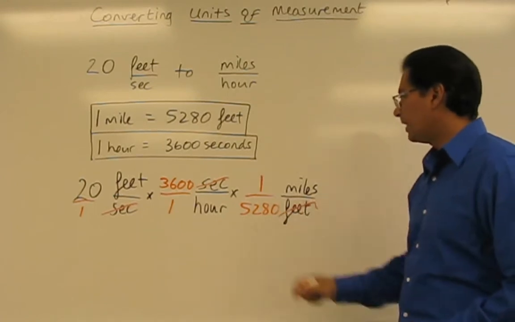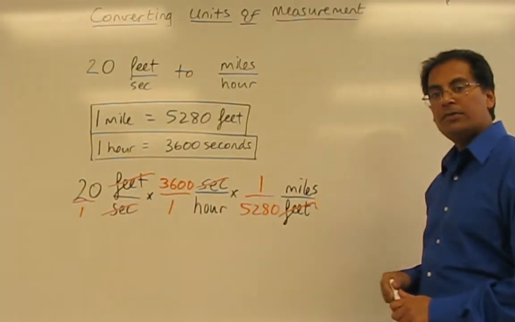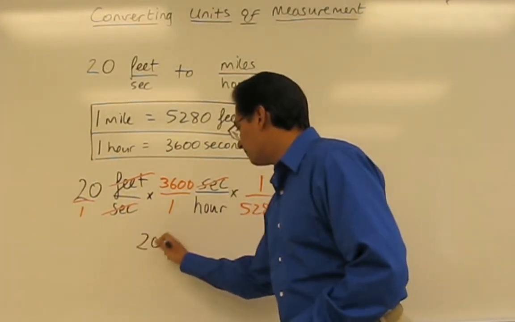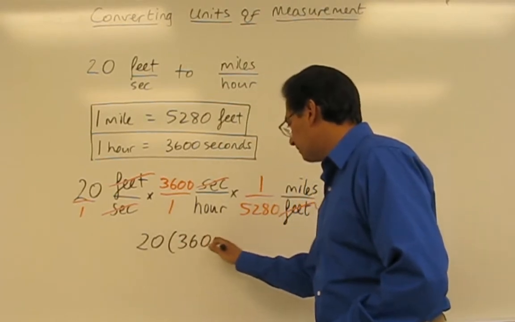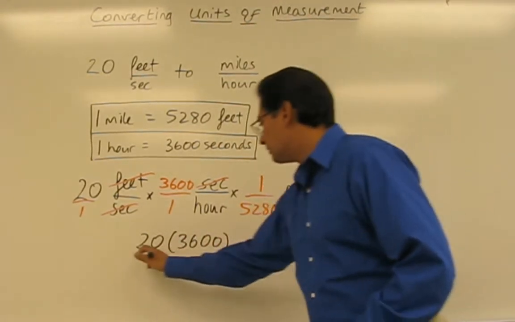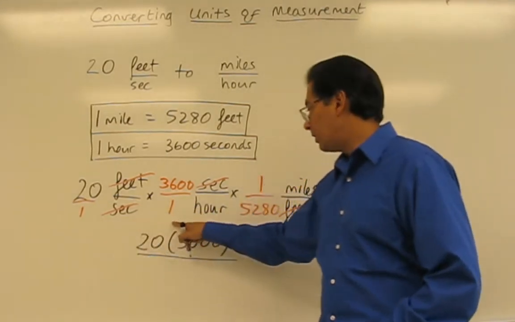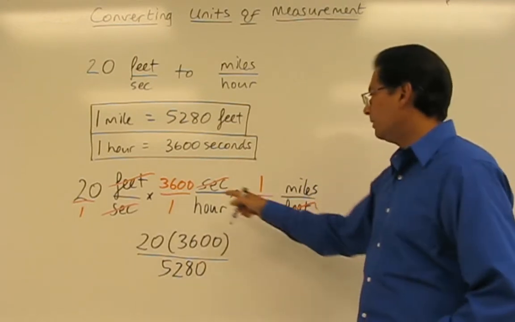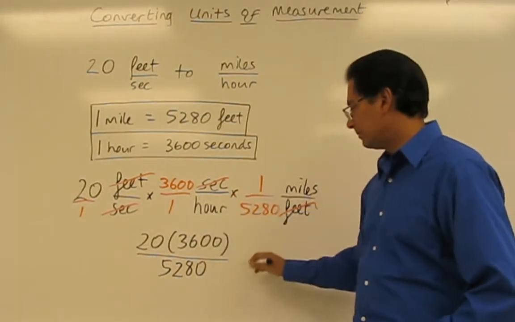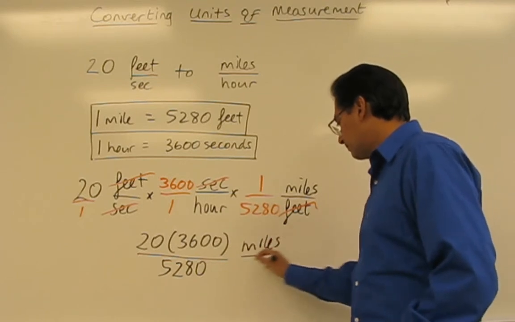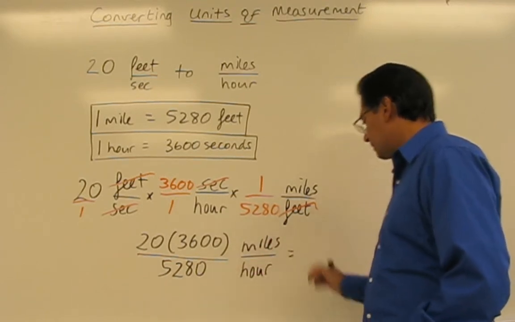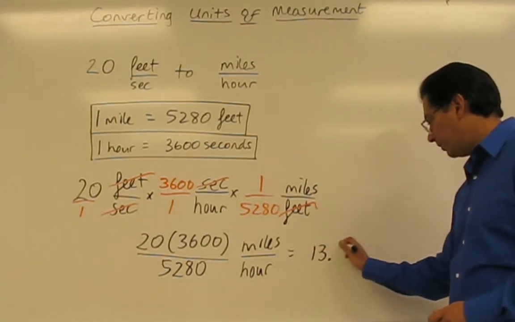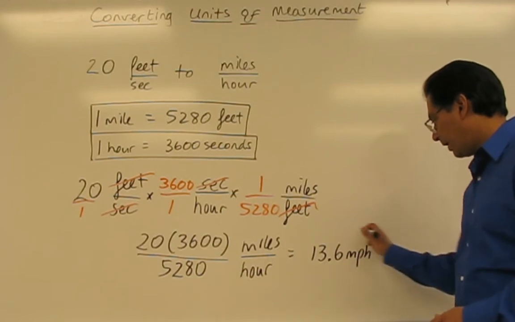And we see these feet will cancel with these feet. And if we multiply all across, tops and bottoms, we get 20 times 3,600 times 1 divided by 1 times 1 times 5,280. And that's going to be in miles per hour. And so we calculate that out to get 13.6 miles per hour, mph, miles per hour.